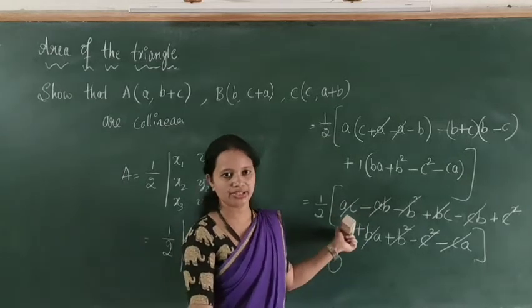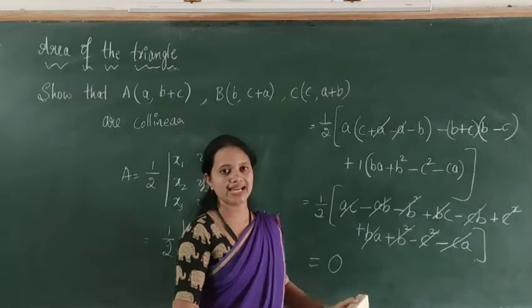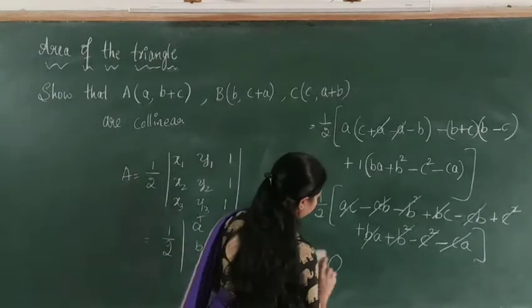So here we have shown that the area is equal to 0. So the 3 points are collinear.